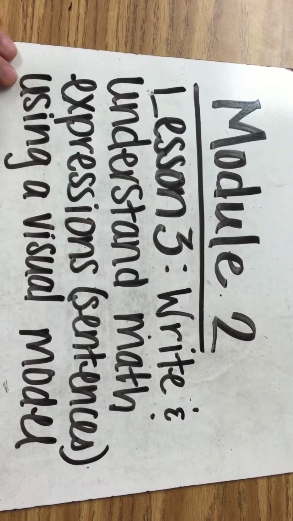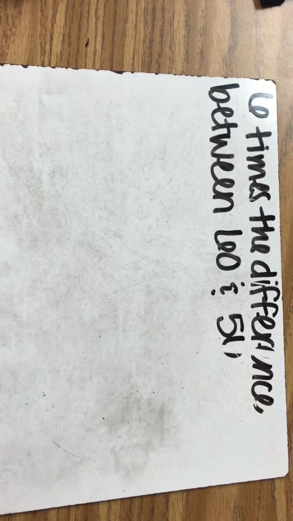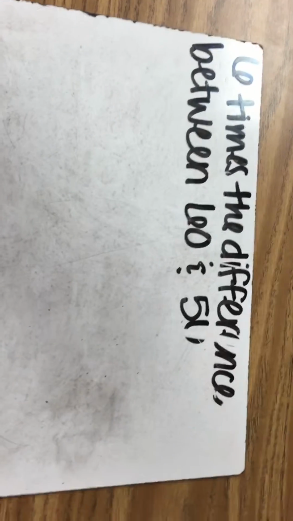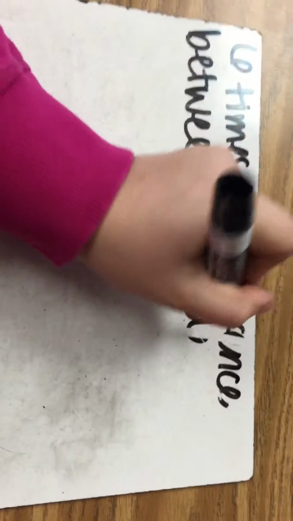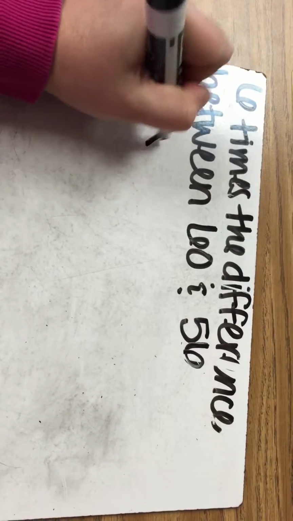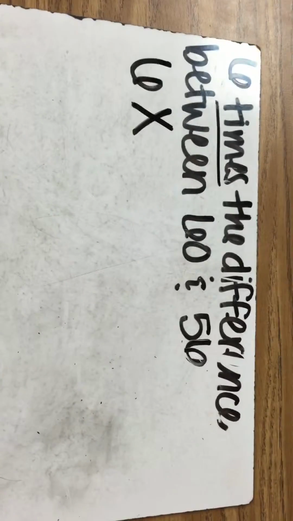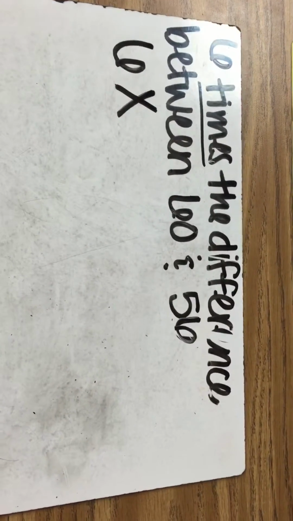So when we start to talk about writing and understanding mathematical expressions or sentences using a visual model, it's important to remember those 3 types of properties that help us communicate mathematically. So in this case, we're going to model a problem: 6 times the difference between 60 and 56. It's written right there.